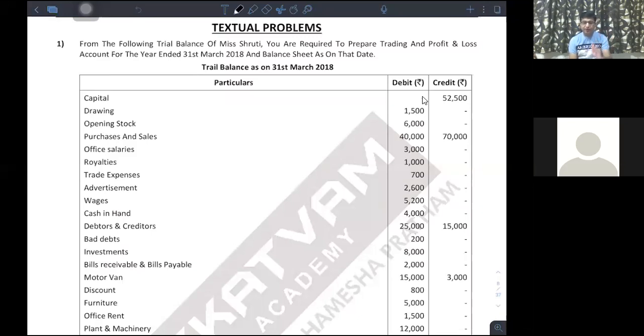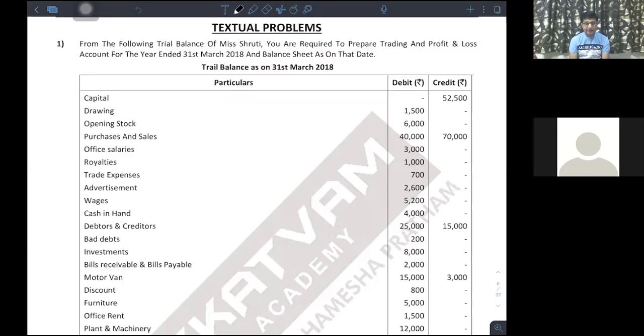ट्रेडिंग अकाउंट का जो प्रॉफिट या लॉस होगा, that will be transferred to the profit and loss account. The gross profit or gross loss, the balancing figure of the trading account, is called gross profit or gross loss. Then whatever is the balancing figure of your profit and loss account, which we call the net profit or net loss, that net profit or net loss will be added to or subtracted from the capital. And then you close the balance sheet.